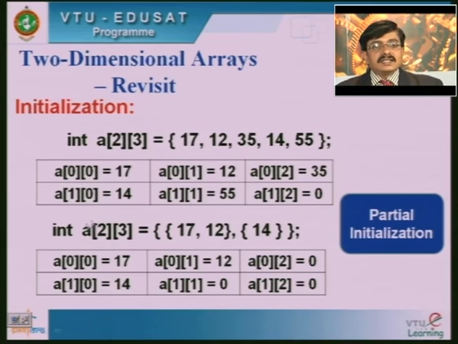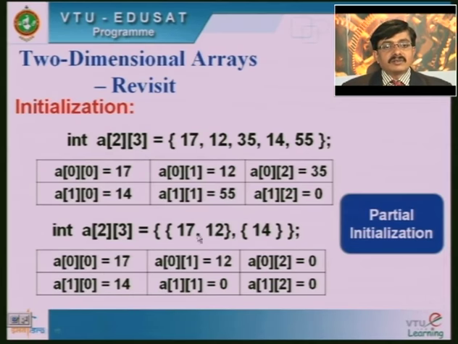Now, consider another initialization, a of 2 3. Here we have 2 rows and 3 columns. Here it is not initialized row wise explicitly, but internally it will take the elements row wise only. In this case each row must have 3 elements, but I am mentioning only 17 and 12, the 2 elements of the first row, and only one element of the second row. So the remaining elements will get the default value 0, because they are partially initialized two-dimensional arrays.